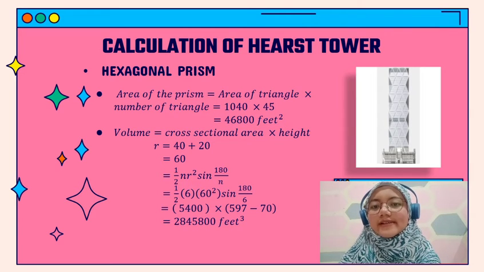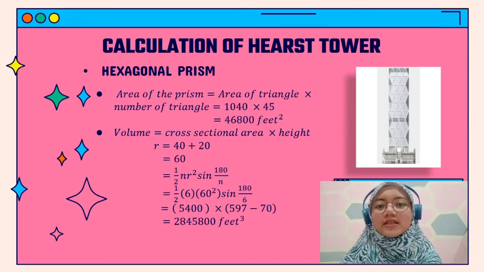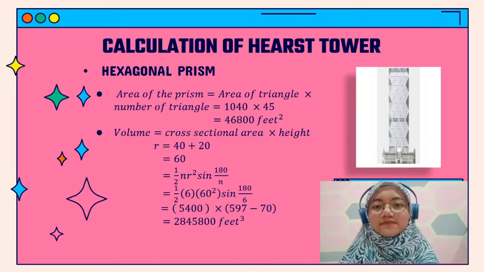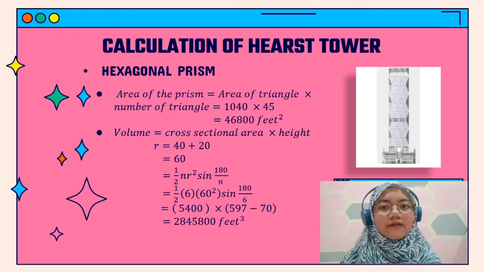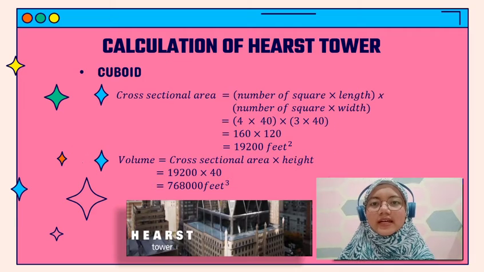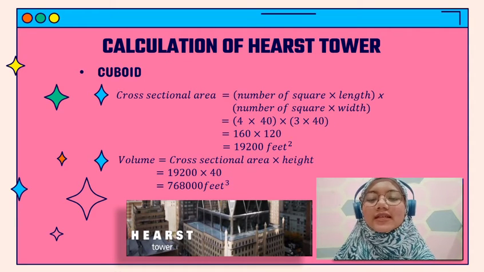The cross-sectional area of this shape is a hexagon. The radius of the hexagon is 40 plus 20 equals 60, and we use the formula of area of a polygon, which is 1/2 times number of sides times square of radius times sine 180 over number of sides. Therefore, 1/2 times 6 times 60 squared times sine 180 over 6, that is equal to 5400, and then we times the height of the building, which is 597 minus 110, and we get 2629800 square feet.